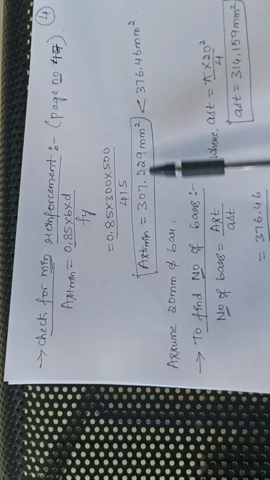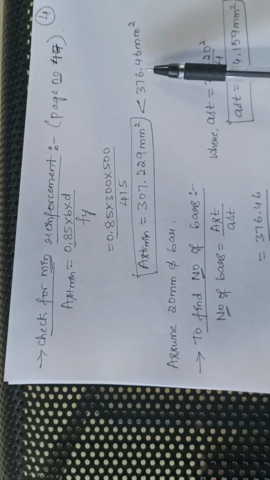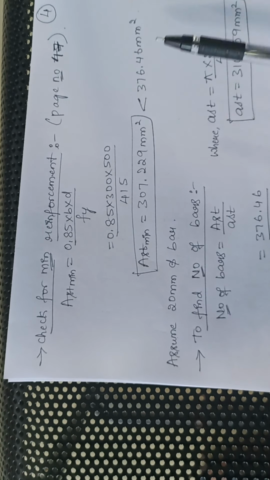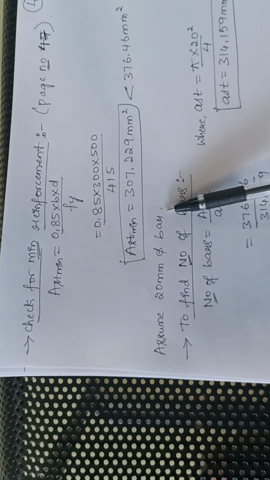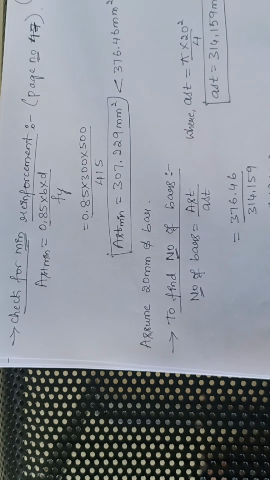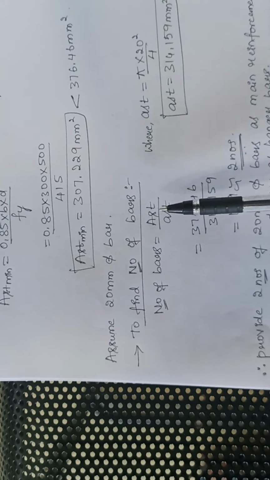As we are getting the higher value compared to this, we will be keeping this value as it is. We will provide the AST value as 376.46 mm square itself. Now, let us assume 20 mm dia bar. If you are assuming 20 mm dia bar, let us find the number of bars which has to be provided. To find the number of bars, we have the formula capital AST divided by small AST.